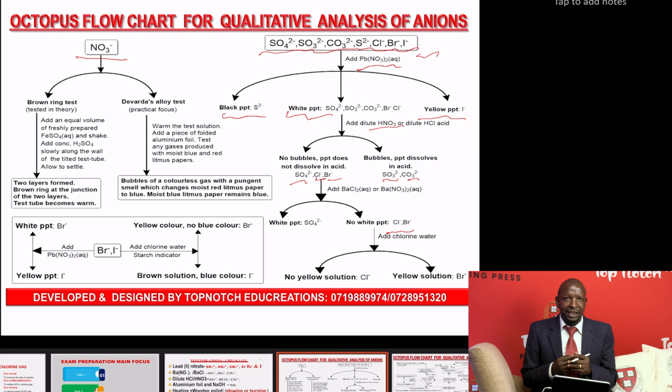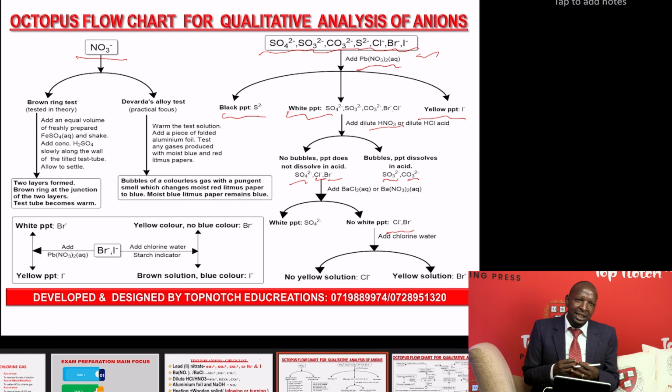How do you test for nitrate? There are two ways of testing for nitrates. We have the brown ring test, and we have the Devarda's alloy. So the brown ring is what you have been taught and is captured in most of the books. It uses concentrated sulfuric acid.